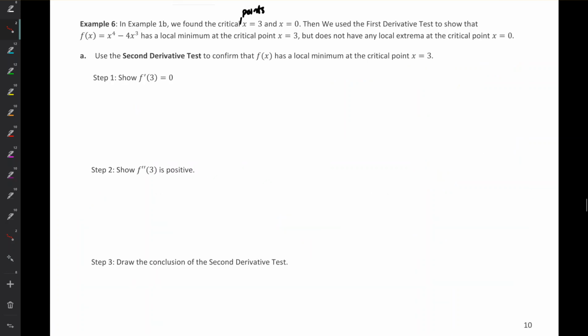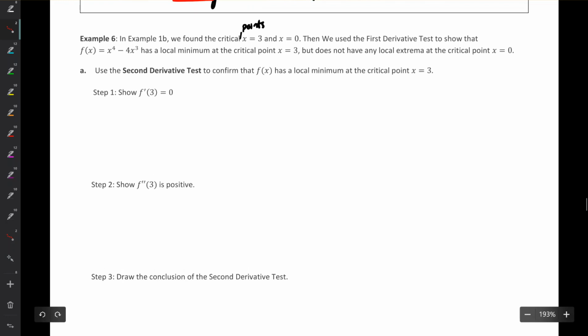Okay, so now let's do example 6. I apologize if you hear some background noises of water. My upstairs neighbor sounds like they're taking a bath. COVID is crazy, guys. All right, here we go.